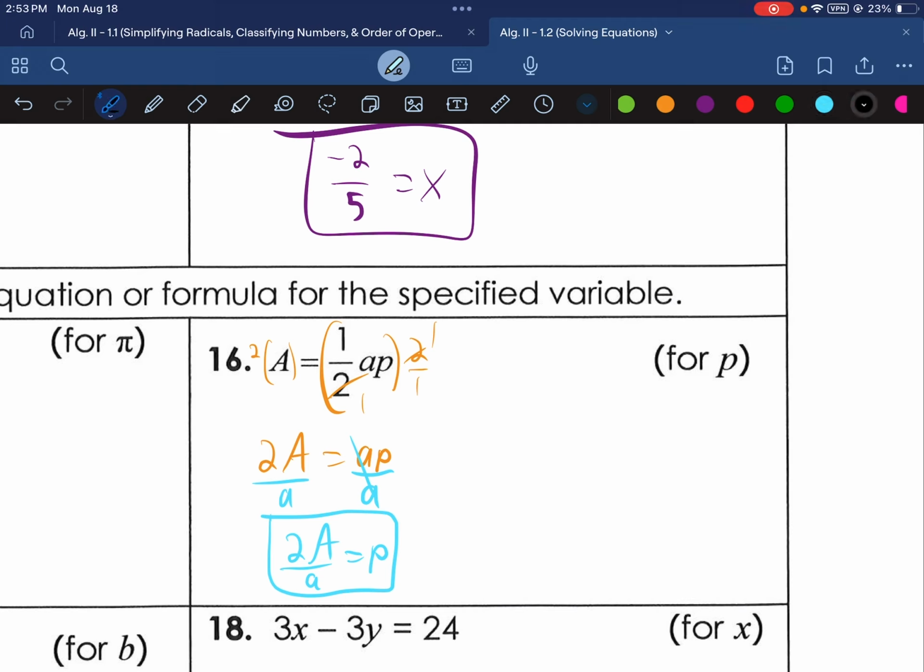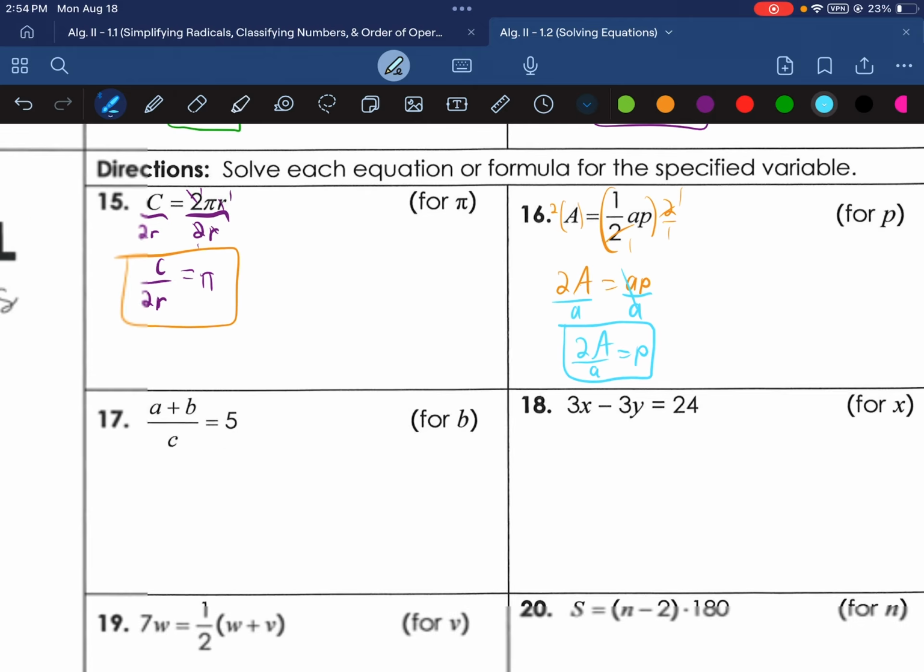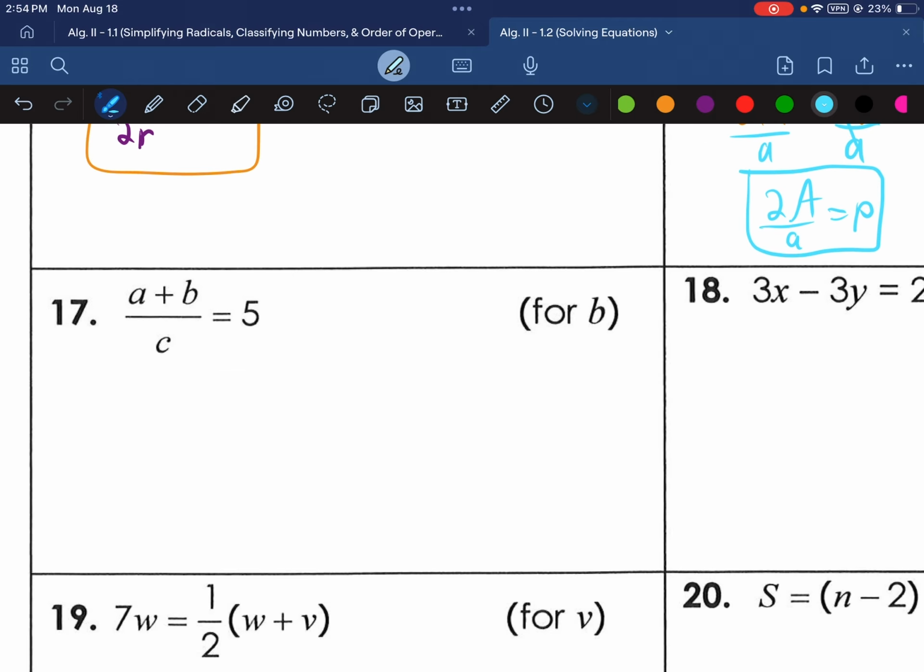If you wanted, you could have done those 2 steps in the opposite order, and it would have been okay. If you would have divided by a first and then multiplied by 2, you'd get the same exact result.